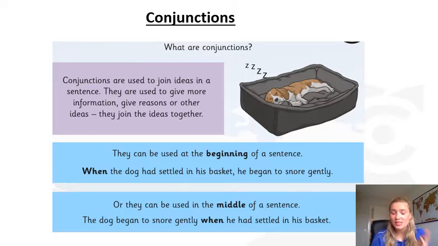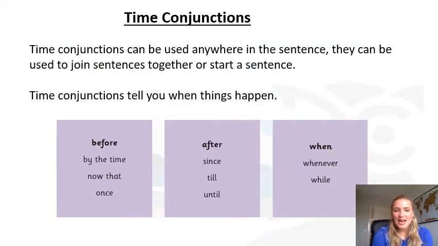So conjunctions can be used wherever. They could be at the beginning, the middle or the end, depending on which one you are using. So we're going to have a look at these today. So time conjunctions. Time conjunctions can be used anywhere in the sentence, just like we've said there. So they can be before something happens, at the start, so they can tell you when things happen. So that is all a time conjunction does. It tells you a little bit more information about when something happens.